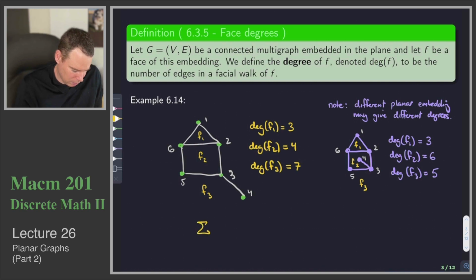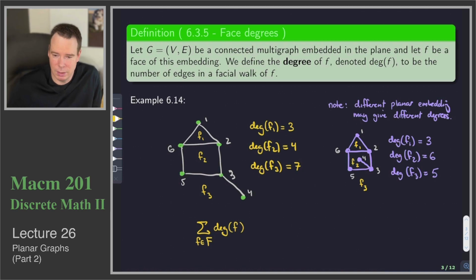Let's look at the sum of the degrees of these faces as they run over all of the faces in the embedding. In this case, this is the degree of f1 plus the degree of f2 plus the degree of f3. That's 3 plus 4 plus 7, or 14. If we do the same sum over here, add up these values, 3 plus 6 plus 5, also 14. So it seems that even though the degrees change, the sum remains the same. What is so special about this number 14? Well, that's actually just twice the number of edges.